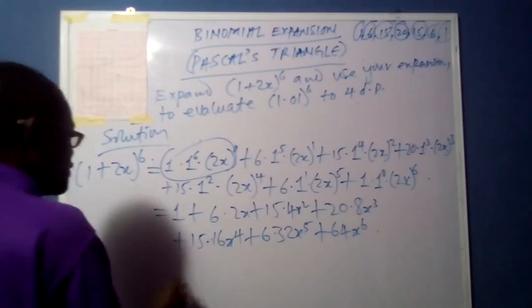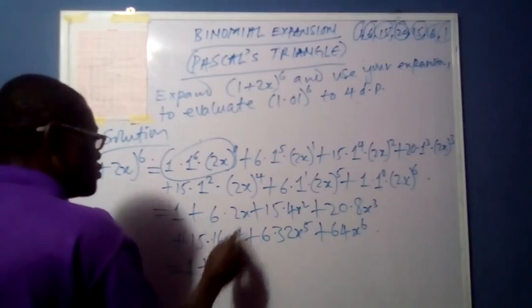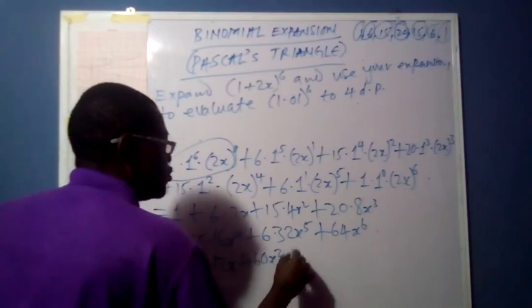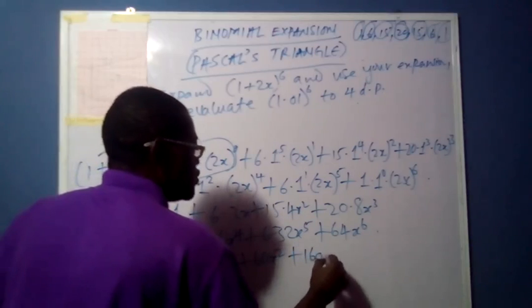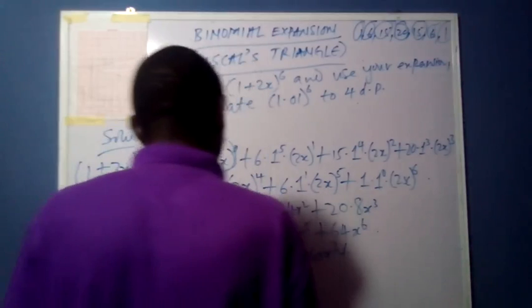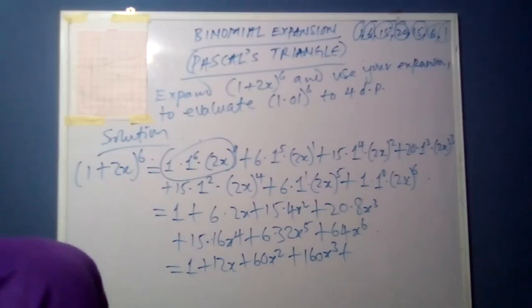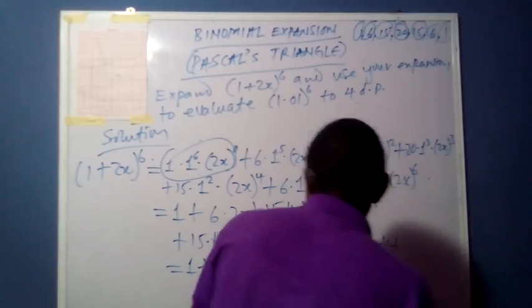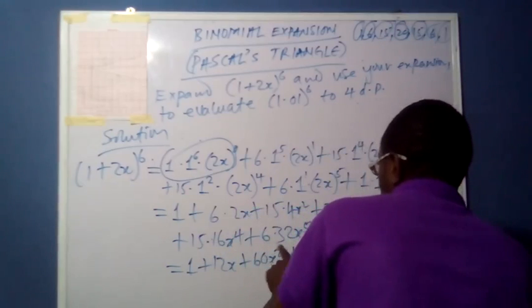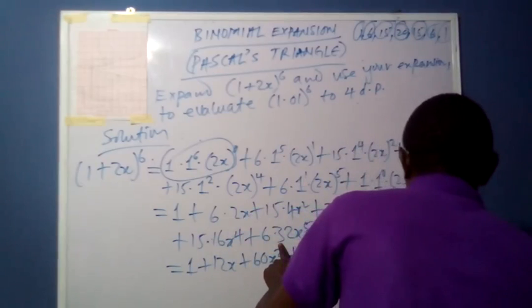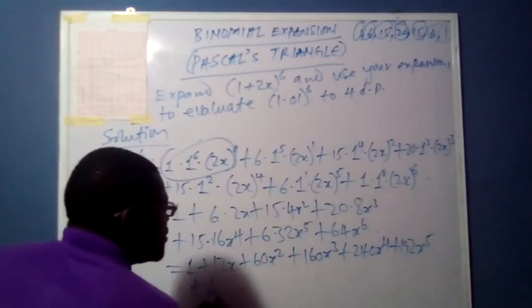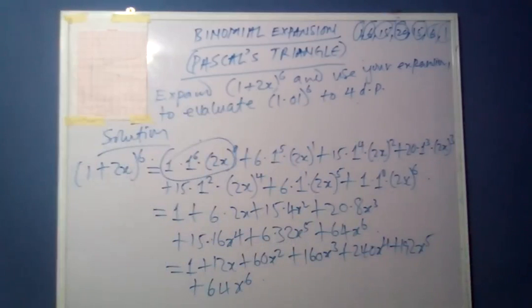Alright, so let's clean this up. We're going to have 1 plus 12x plus 60x squared plus 160x cubed plus 240x to the power 4 plus 192x to the power 5 plus 64x to the power 6, and so that's it.